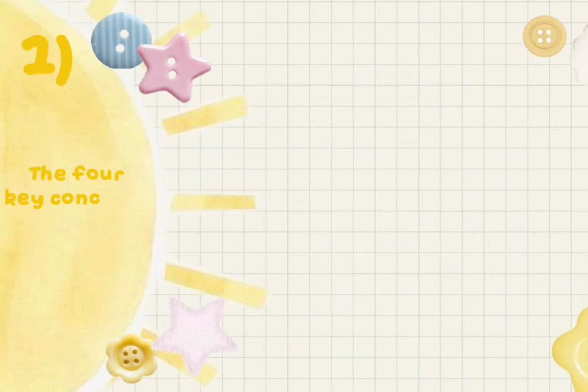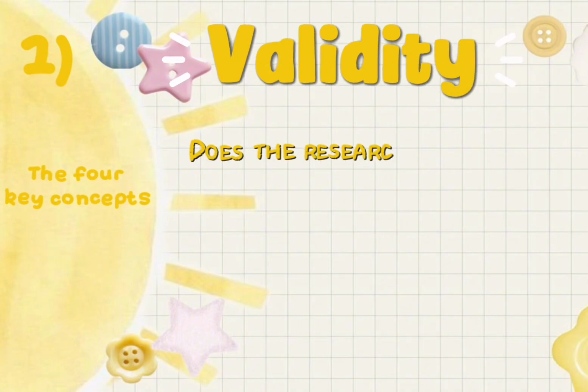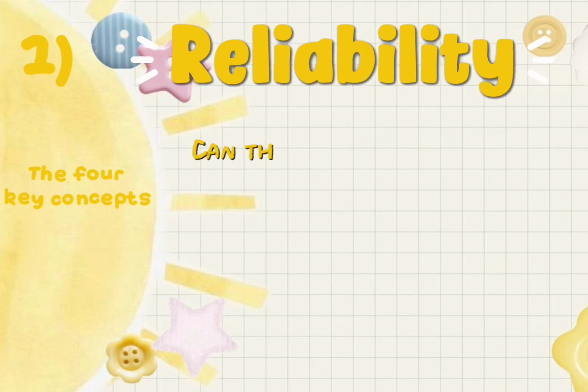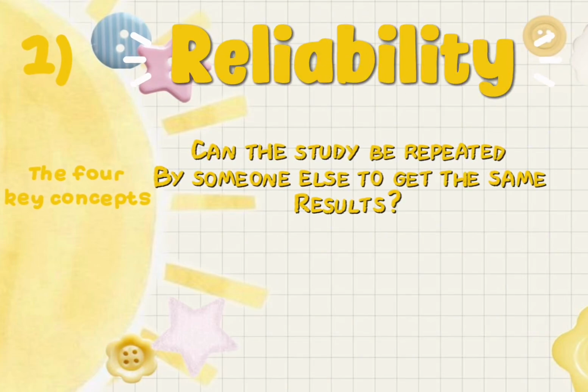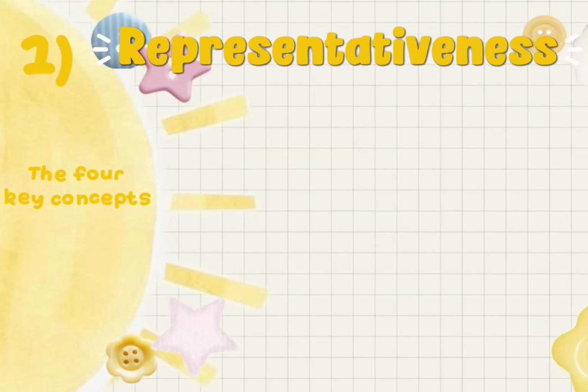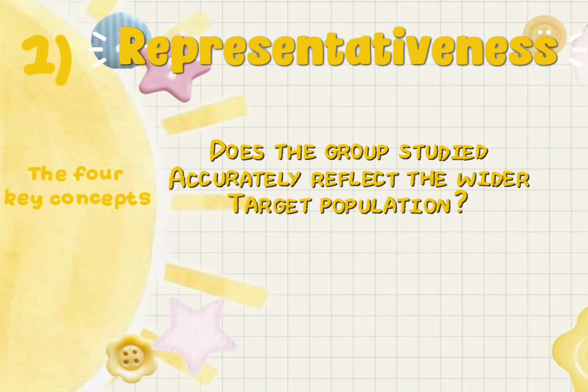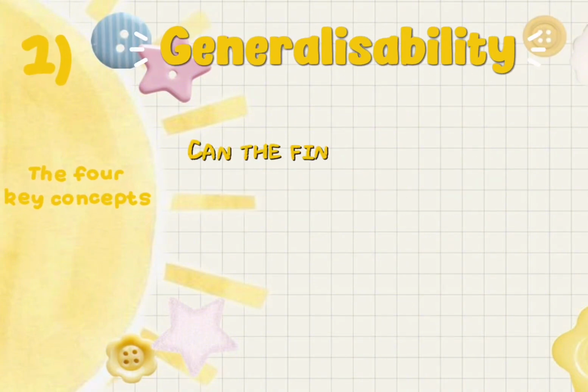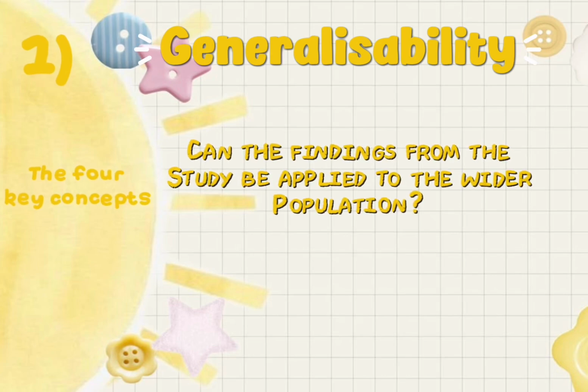1. The four key concepts. Validity. Does the research provide an accurate, genuine, and truthful picture of reality? Reliability. Can the study be repeated by someone else to get the exact same results? Representativeness. Does the group studied accurately reflect the wider target population? And generalizability. Can the findings from the study be applied to the wider population?